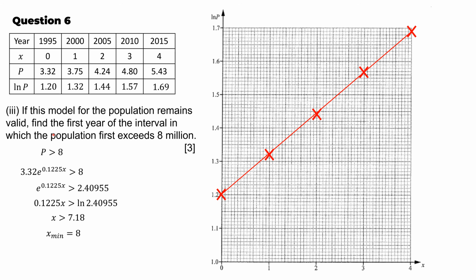So the question is to find the first year that the population will first exceed 8 million. Alright, so the first year will be 1995 plus 8 units of x times 5 years, right? 1 unit of x means 5 years, so it's 8 times 5, and the year is 2035.